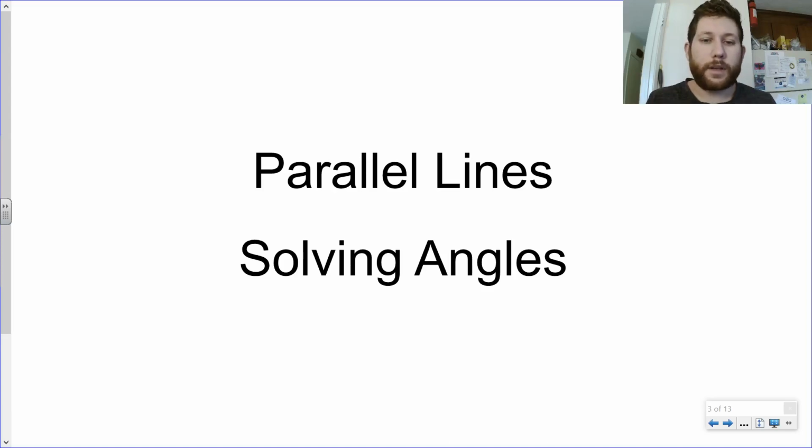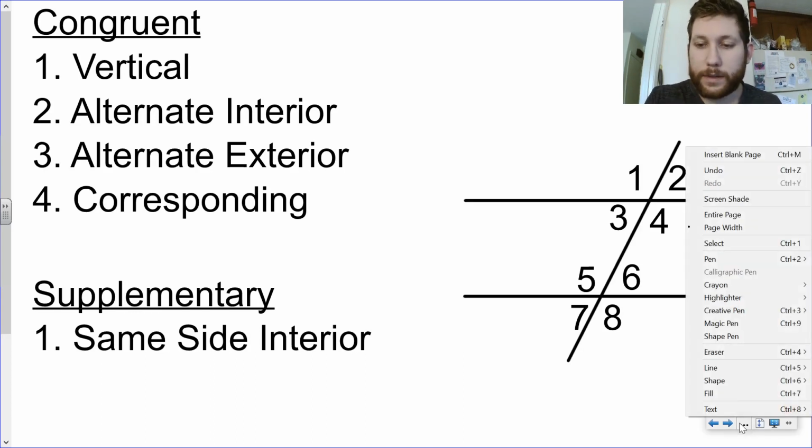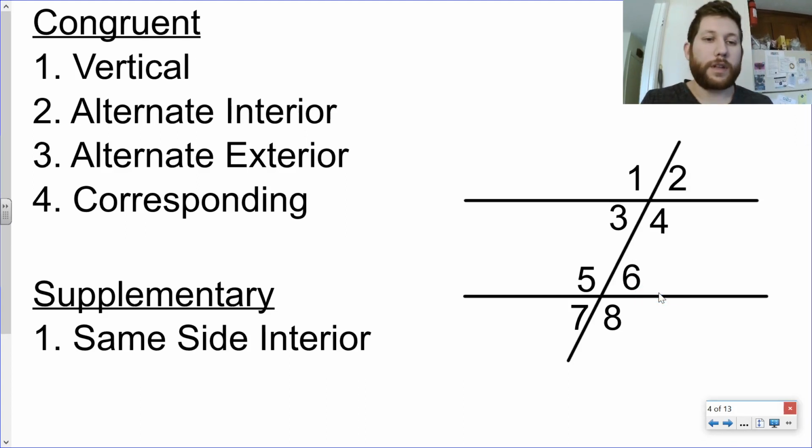In this video, we're going to take a look at parallel lines and solving angles in parallel lines. Now, in the last video, we talked about identifying different angle pairs inside of parallel lines. We're going to move a little bit past that. We're going to keep the same theme here, but we're going to look at actually solving different angles in parallel lines. And we're going to use those different angle pairs to help us figure it out.